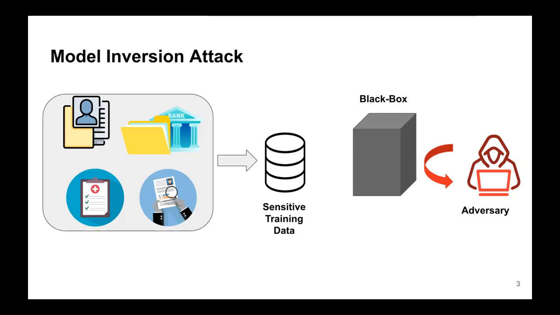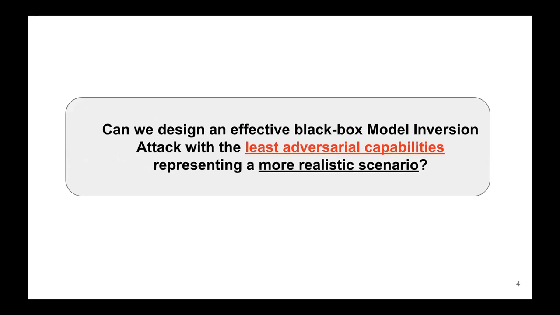Existing black box model inversion attacks consider a wide range of adversarial capabilities, for example, access to the training data distribution, like marginal prior and confusion matrix, and other capabilities, but those might not be realistic. That's why in this paper, we mainly focus on developing the black box model inversion attack with the least adversarial capabilities. So we want to investigate the research question here: can we design an effective black box model inversion attack with the least adversarial capabilities, which might represent a more realistic scenario in real life?